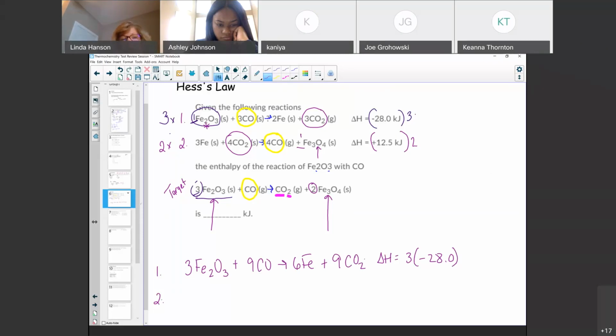I'm going to rewrite my second equation, but when I do so, I'm going to distribute a 2. So 2 times 3 is 6 Fe's plus 2 times 4 is 8 carbon dioxides. Pointing now, 2 times 4 is 8 COs. And 2 times 1 is 2 Fe3O4.